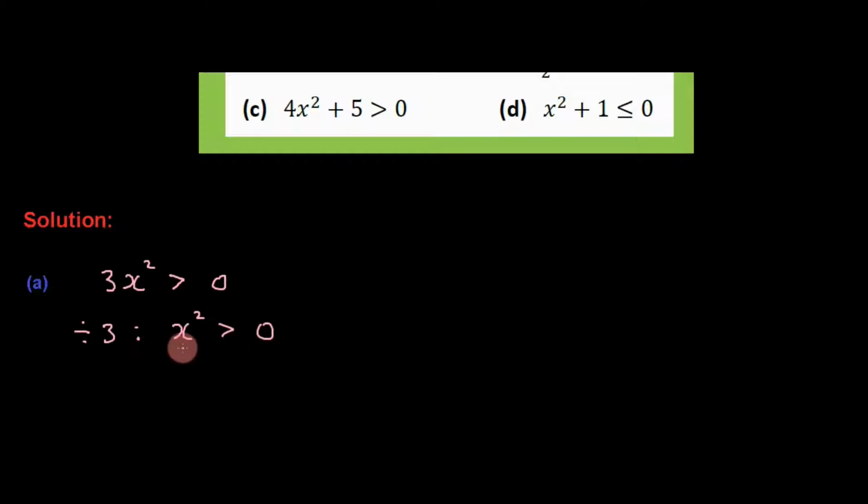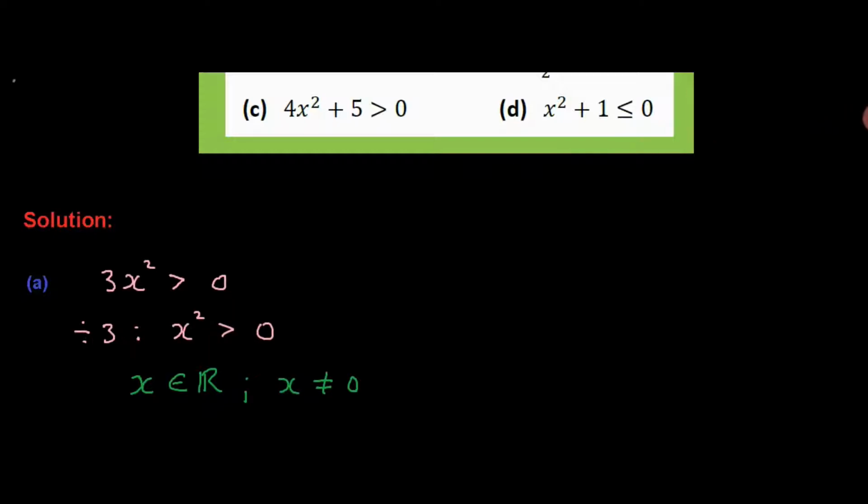Now, once again, every negative number squared will give a positive answer, and every positive number squared will give a positive answer. 0 squared will, of course, give 0, but this is strictly greater than 0. So any negative or positive real number would work here. So then x is an element of real numbers, but x cannot be 0. Because 0 squared will give us 0, and here x squared must be strictly greater than 0.